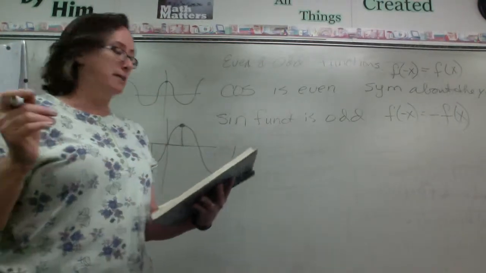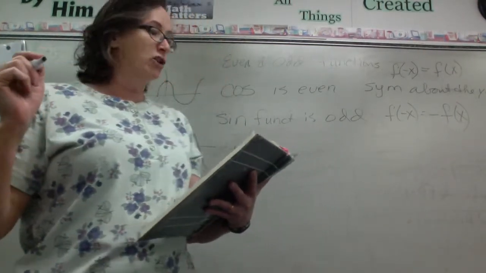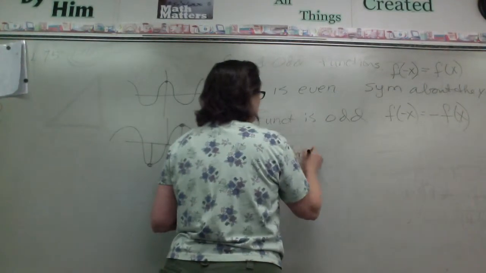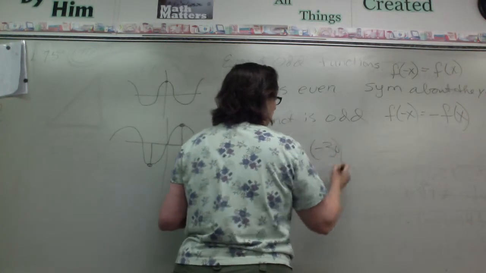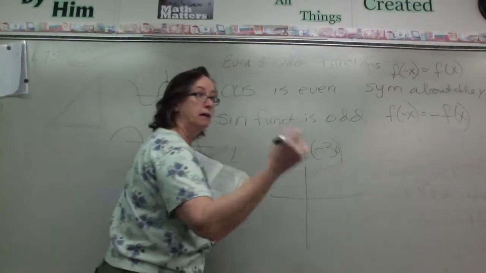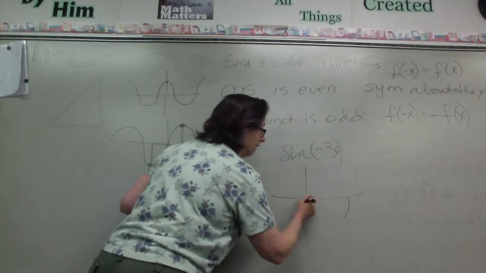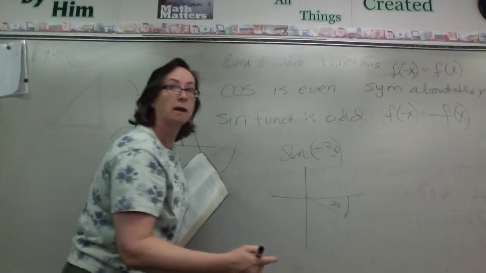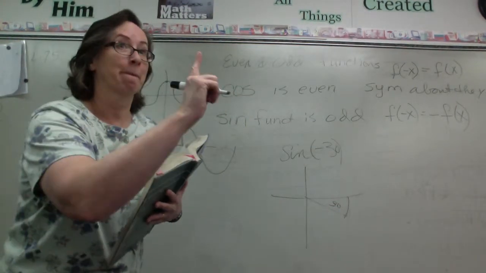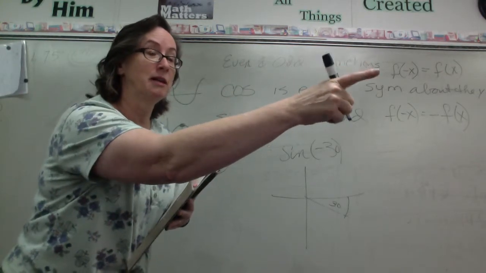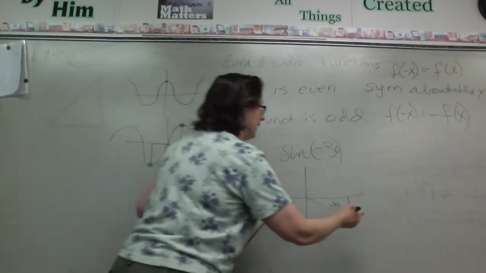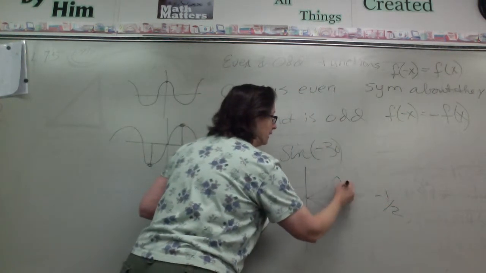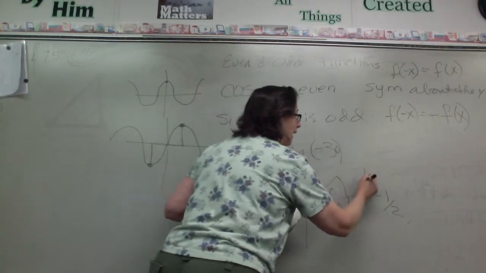We are on 466. They're showing you why the sine is odd. Because if I take sine of negative 30, where is negative 30 on my circle? It's down here, right? There's my negative 30. And my sine of negative 30 is what? It's negative 1/2. The sine of positive 30 will be 1/2.